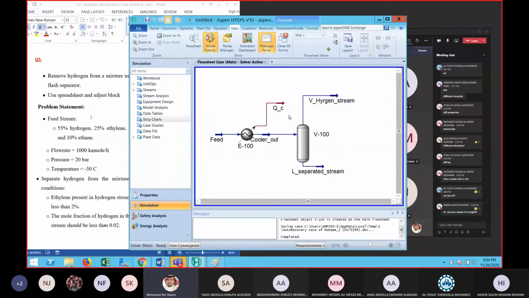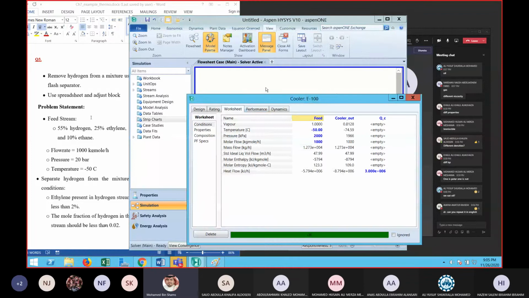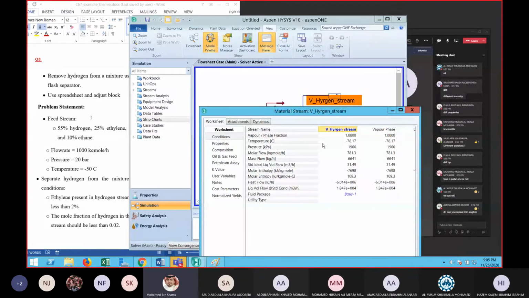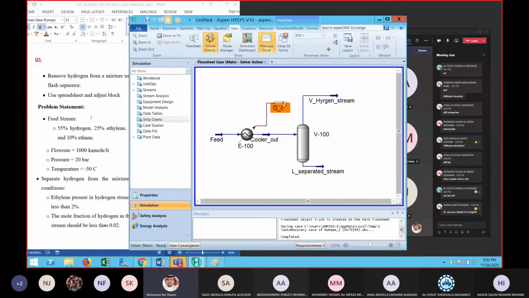However, I want just the right Q. I don't want to do it by trial and error like what I'm doing now. I keep changing this until I obtain 2% in the composition, because he told us that he wants the ethylene here to be 0.02. You can see that it's now 0.147. So not happy, come back here.